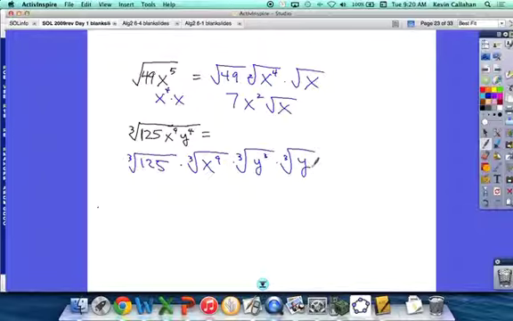The third root of 125 is 5. The third root of x to the ninth, how many x's come out of that? 3. 9 divided by 3 is 3. The third root of y to the third is y. And then the only thing left in the radical is the third root of y. So that's the basics of how you simplify radicals.